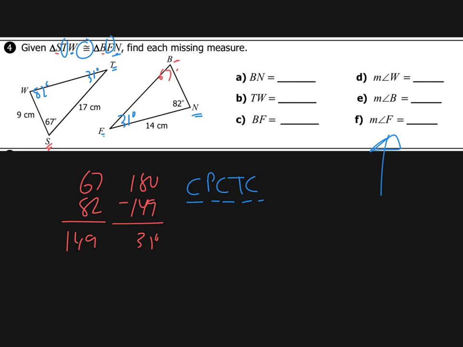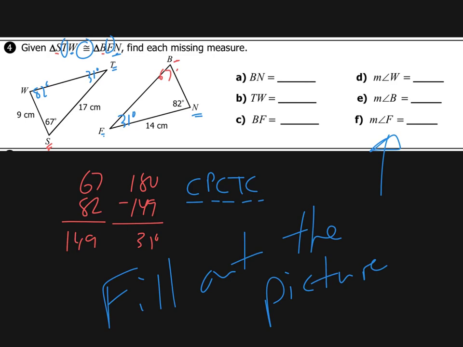Now I think I can come over here and answer all of the questions that they asked me. Note, fill out the picture first, right? Fill out the picture first. It will make your life so much easier.